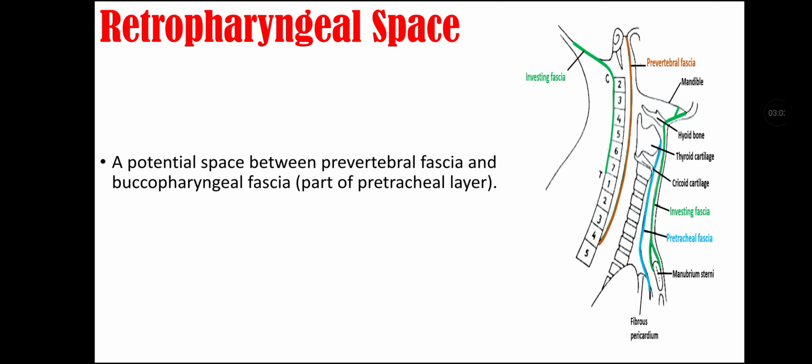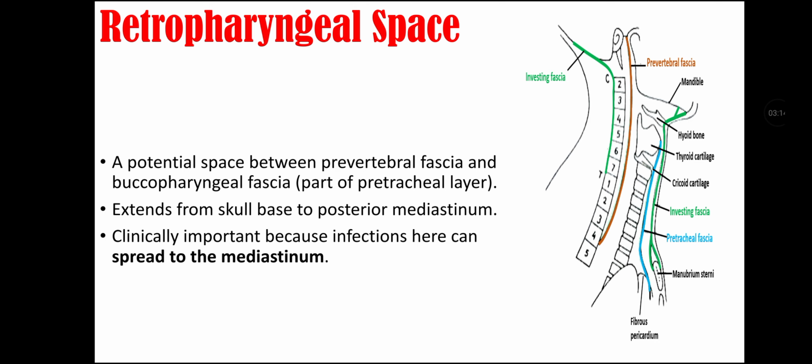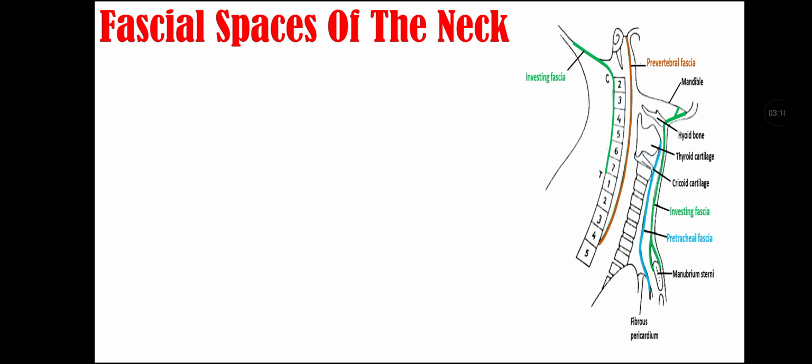Retropharyngeal space. It is a potential space between prevertebral fascia and buccopharyngeal fascia that is part of pretracheal layer. It extends from skull base to posterior mediastinum, and it is clinically important because infection here can spread to the mediastinum.